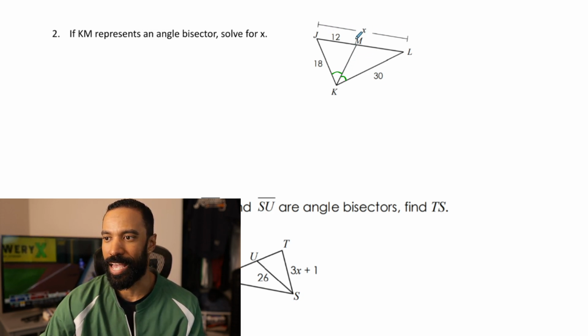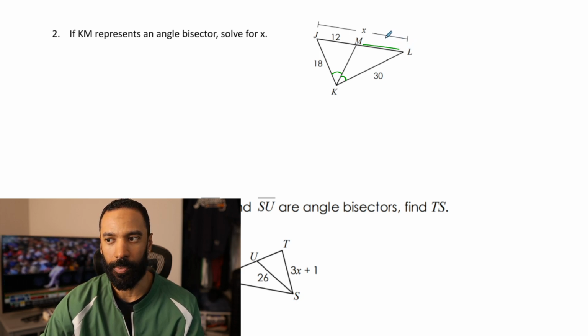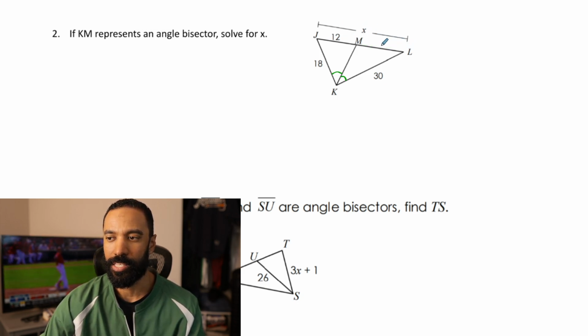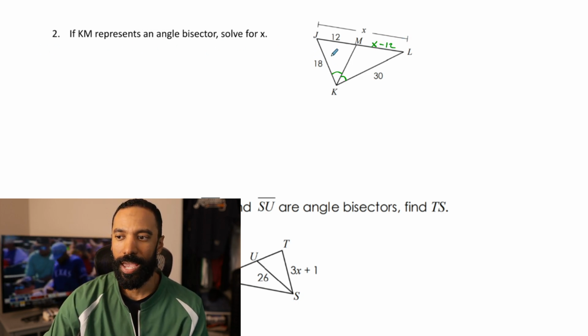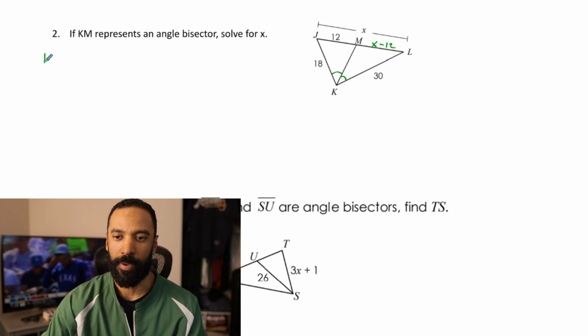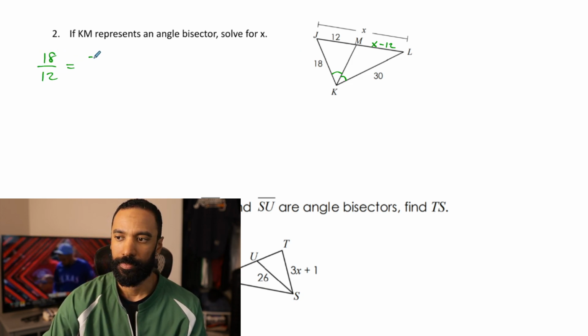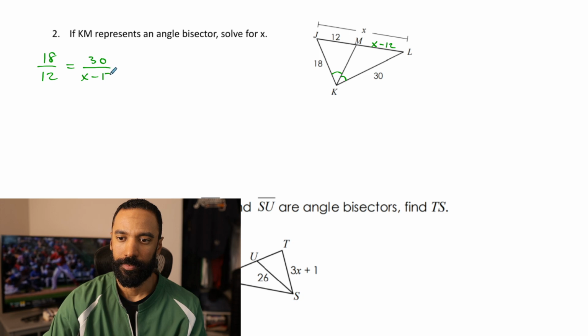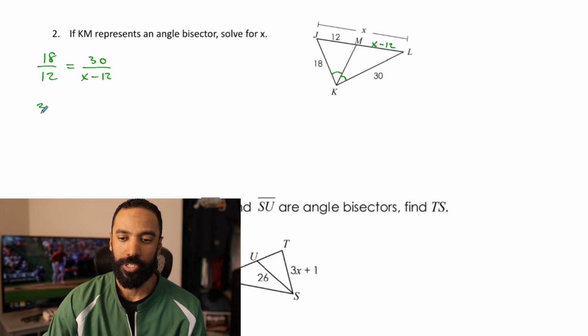Now, the whole thing is x, and I keep pointing out this length, so it looks like we're going to need that. If the whole thing is x and this is 12, you've got to do x minus 12 to get that. So I'm going to do 18 over 12 equals 30 over x minus 12. Cool. 18 over 12 reduces to 3/2.